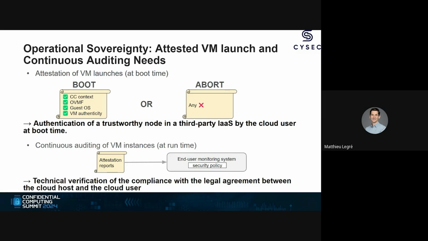In this case, the user can verify the confidential computing context with a third party, which is a trusted third party, which is the CPU itself. Okay.